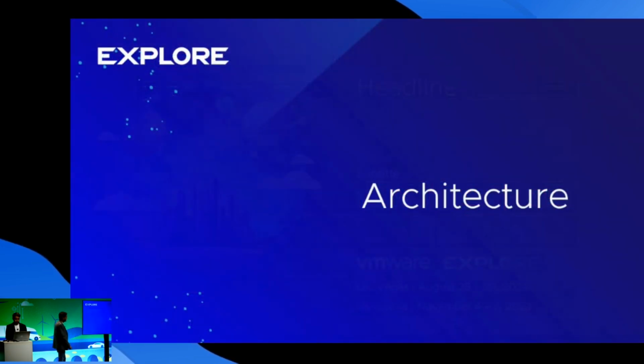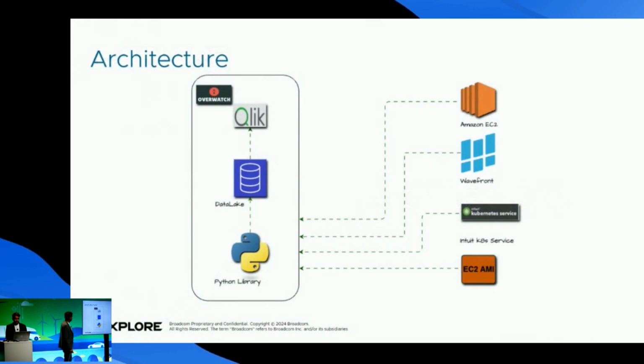So I will briefly go over the architecture. It's not too complicated. We have different systems, different sources from where we are pulling the data. It is fairly simple. We get all the metadata from Amazon EC2. We are on the AWS fleet, most of our clusters. Then we get some data from Wavefront, some key metrics which are related to the instances. We have our own Kubernetes service, Intuit Kubernetes Service. It's called IKS.